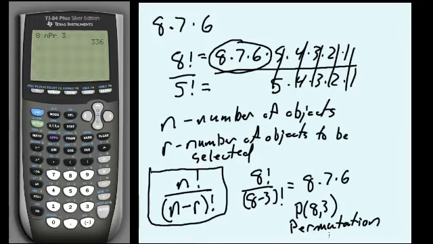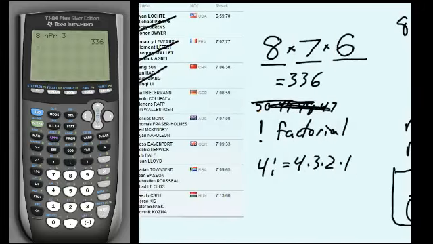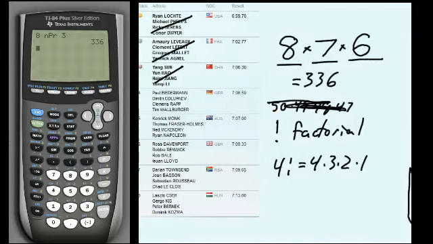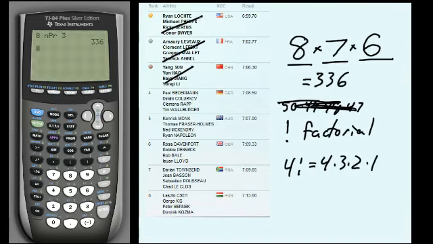Now, a permutation is used in which the order in which the objects are selected matters. So if we go back to our swimming example, we can see that USA, France, and China came in the top 3 places. But if we switched those around, it would have looked different, right? If the United States had come in 2nd place, China came in 1st, and France came in 3rd, for example, that would be the same 3 teams, but it would be a completely different result, right? Because the medals that the teams got would be switched around. So that's what makes this one a permutation.